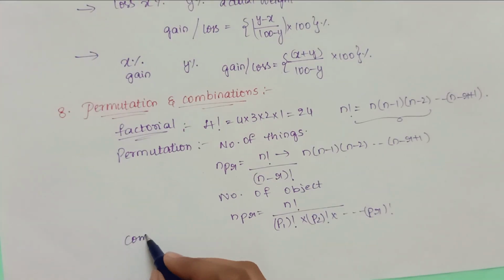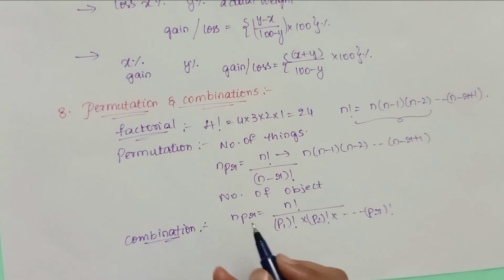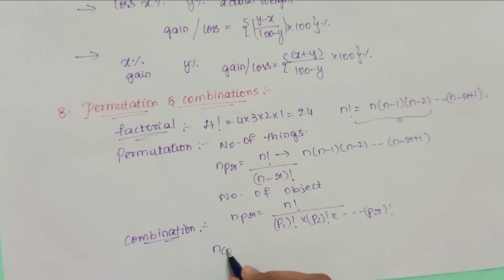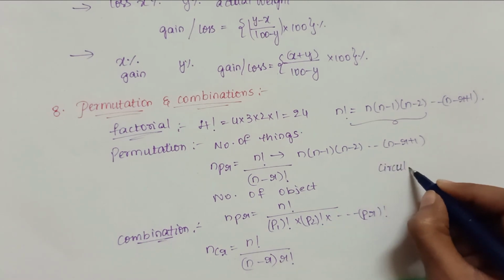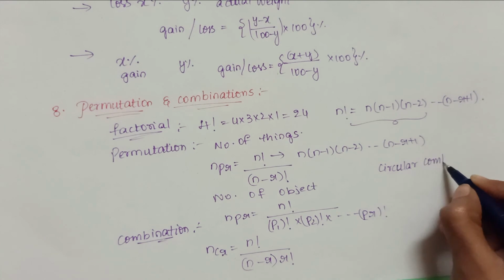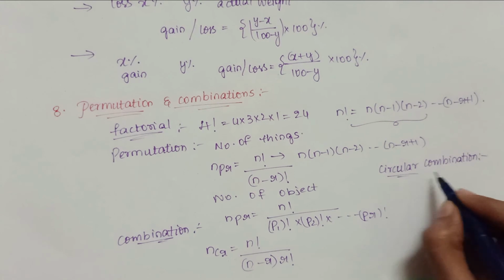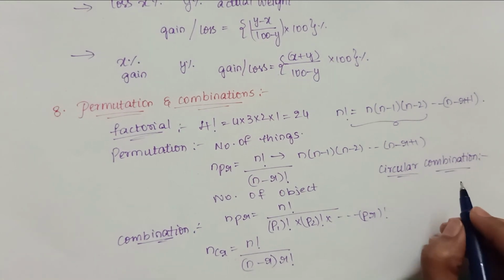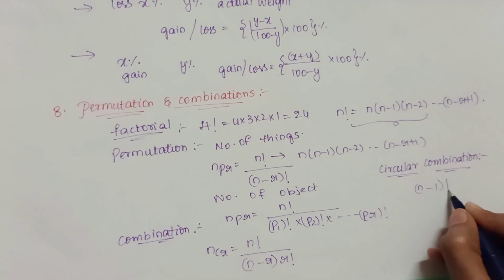Now combinations. The formula is nCr is equal to n factorial by (n minus r) factorial into r factorial. Now next formula, circular combinations. That means if they ask us to find a round table or a circular table, anything like that, we should use this formula: (n minus 1) factorial.